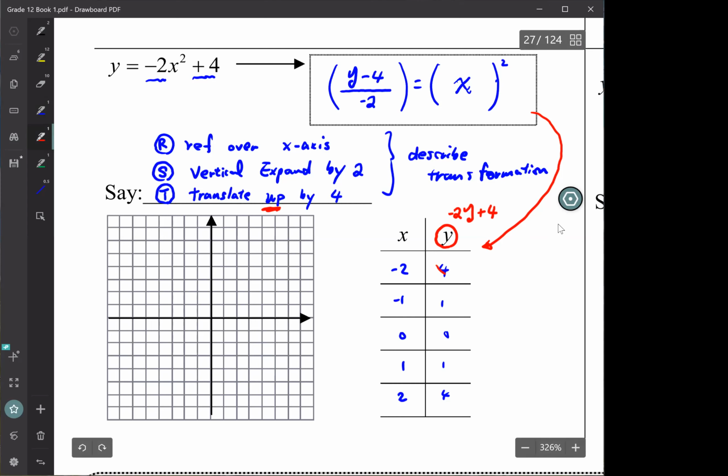So the 4, 1, 0, 1, 4, those will change. What you need to do is just plug it into the negative 2y plus 4. For example, the first one, negative 2 times 4 is negative 8. Negative 8 plus 4 will be negative 4. So it becomes negative 4. Make sense? Okay, so please finish the table and the graph. Once you've got both, raise your hand. Plug each of the y values into the part that's underlined.